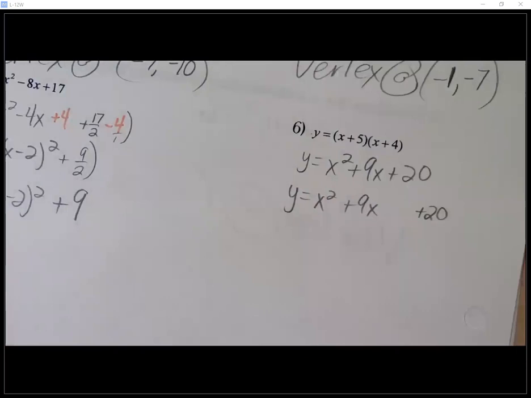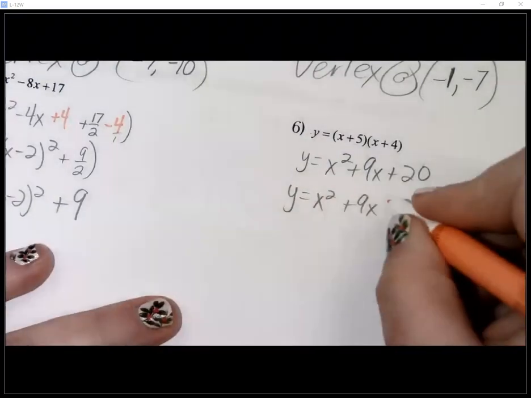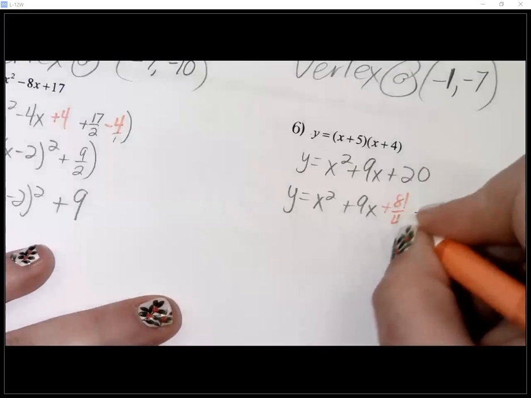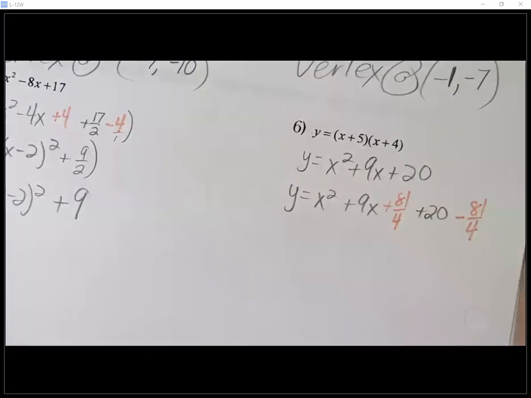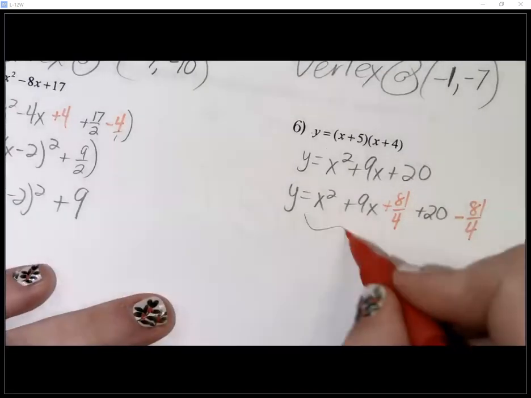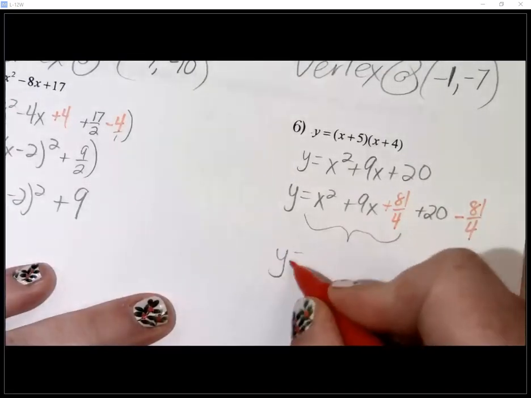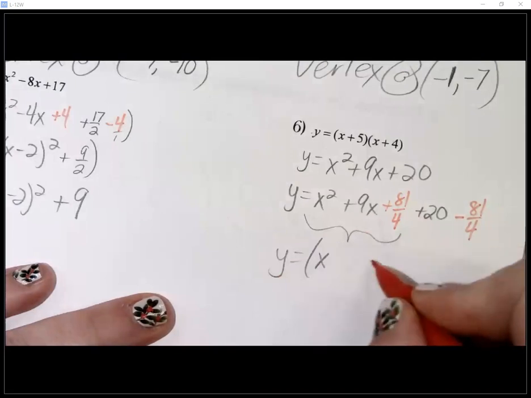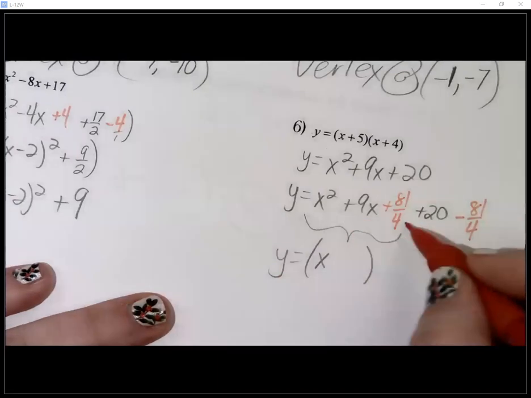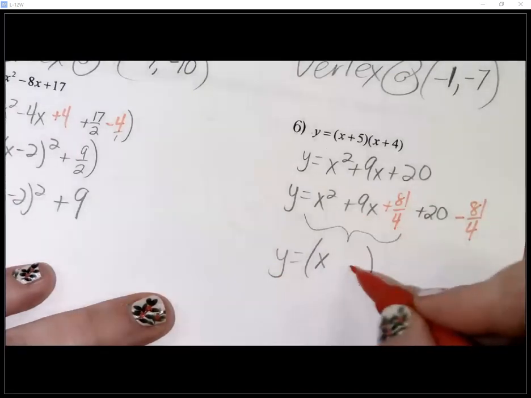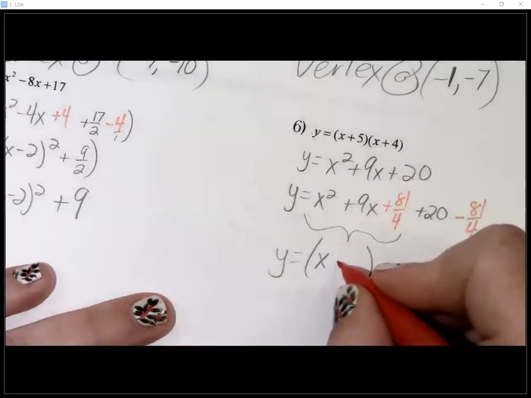Cedric? 81. Yes, 81/4, right? Half of 9 is 9/2. Square it, you get 81/4. Add it there, minus it here. When you factor this chunk and get that perfect square trinomial, what is it? X what? What does this factor into? Jake? The trinomial would be x plus 9 over 2.